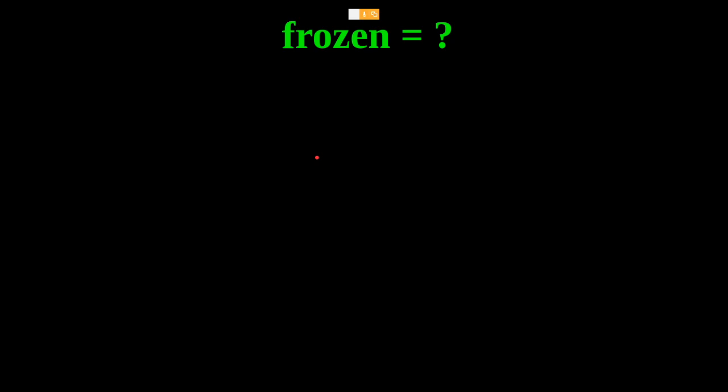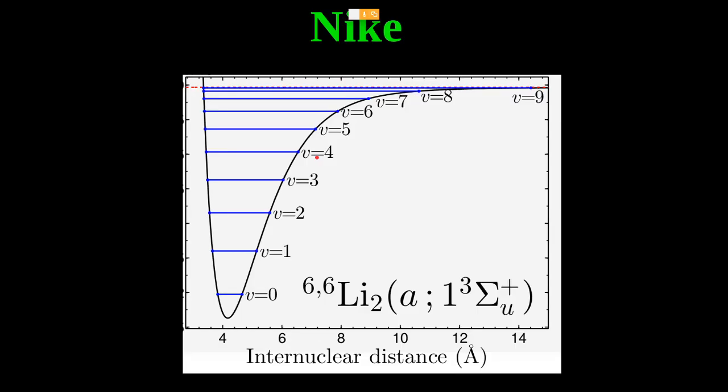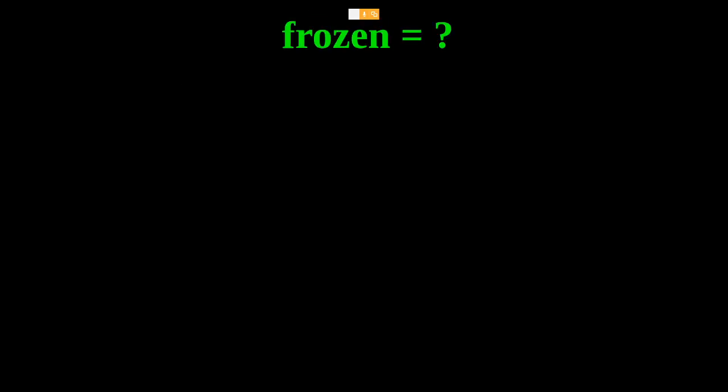So now everyone's probably wondering, you've done all these calculations, you've calculated all these potential energy curves. Everyone is probably wondering, what are these frozen values? You told me to use frozen equals 5 or frozen equals 9. You just told me to use that. I didn't understand what's going on. Now I'm going to explain that, okay?